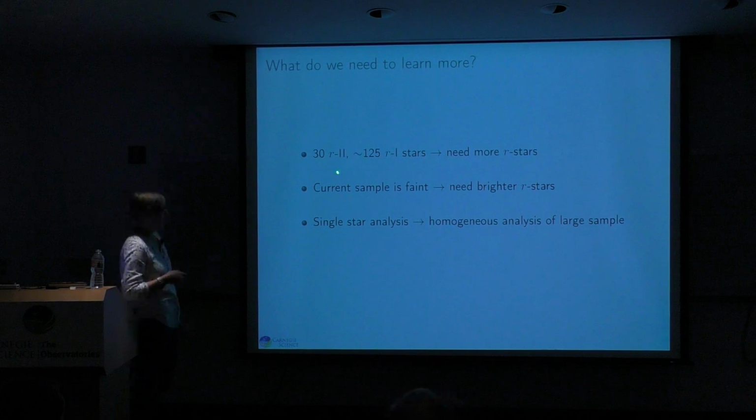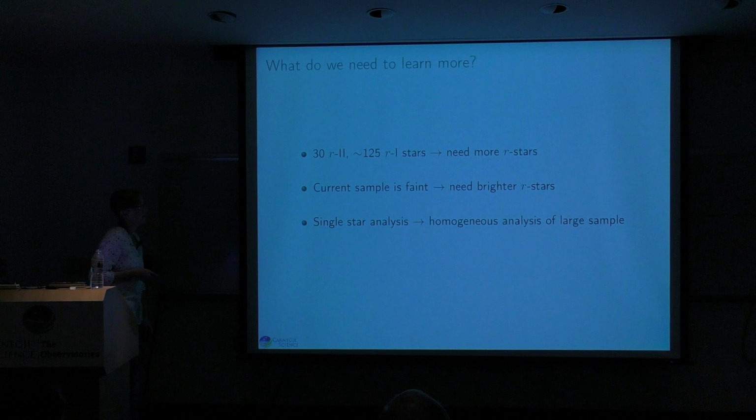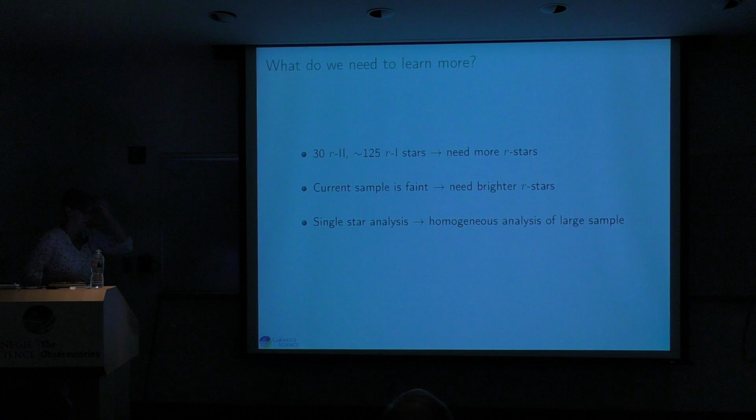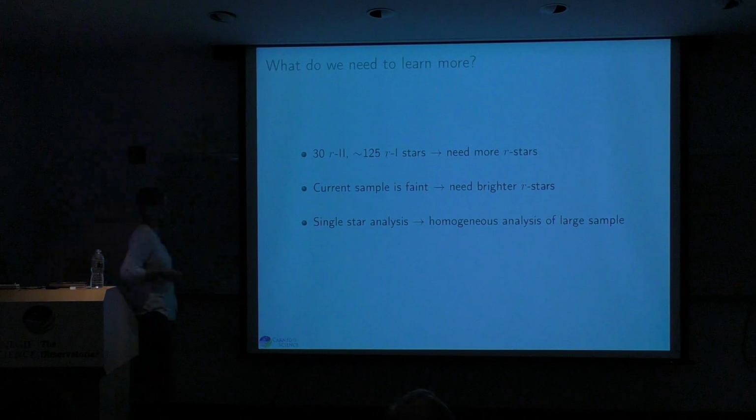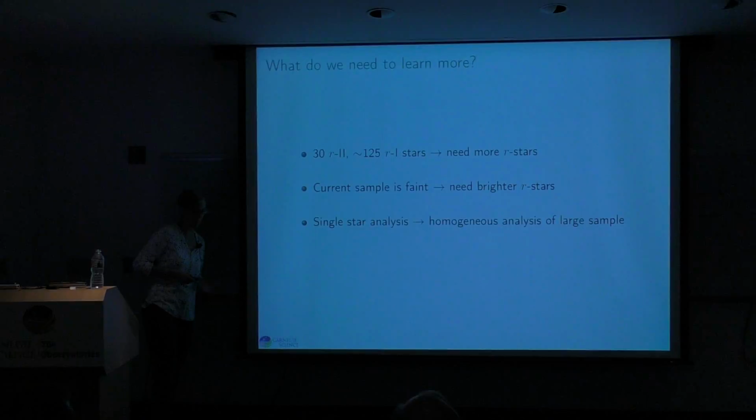So when I started at Carnegie, about 30 R2 stars were known. A few more R1 stars. But with 30 stars, it's really hard to say anything significant. The statistics is not very good. So we need more R-process enhanced stars. Another thing is, I showed you the plot with all the abundances of the R2 stars that had decent measurements in the literature.